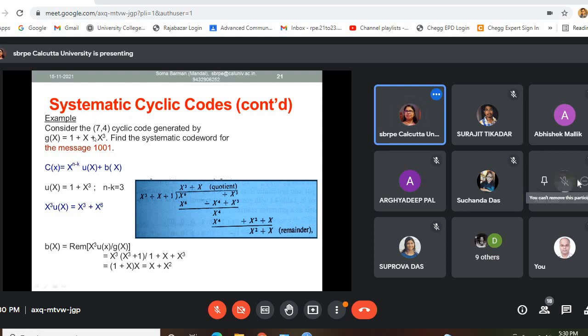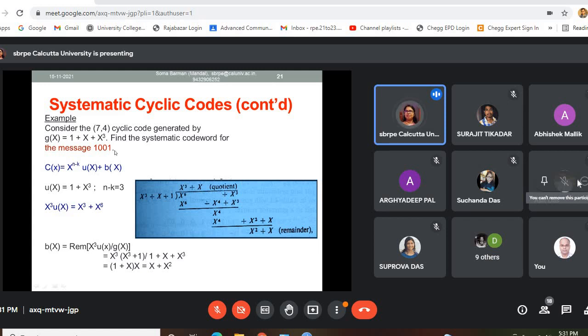See, systematic cyclic code, we are considering a 7-4 cyclic code. Previously also we have considered 7-4. 7 is the cyclic code length, 4 is your message length. And the same polynomial we are considering, generator polynomial 1 plus x cube. Find the systematic code word for the message 1001.